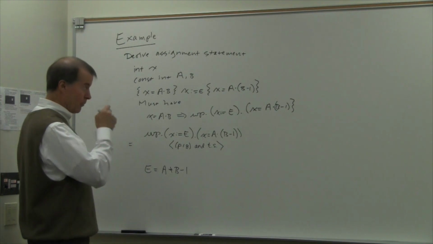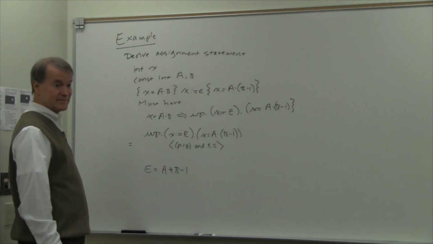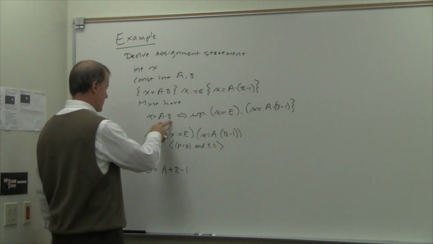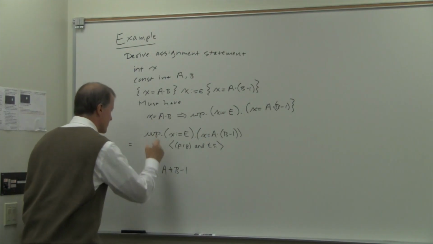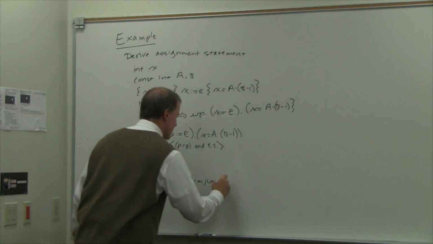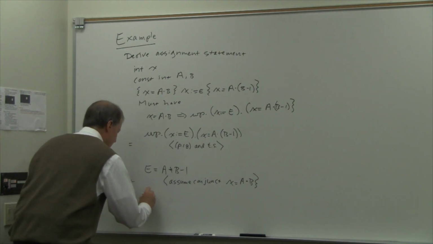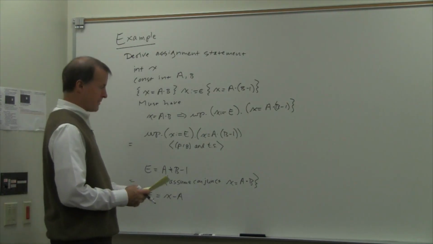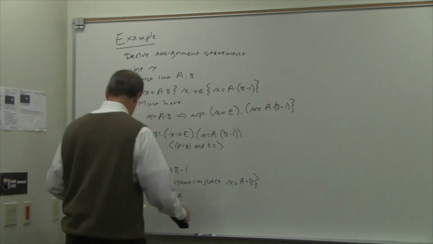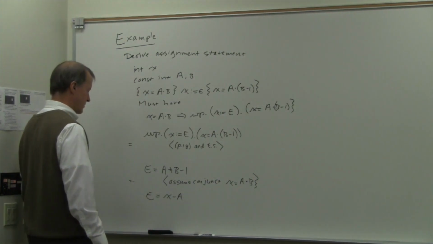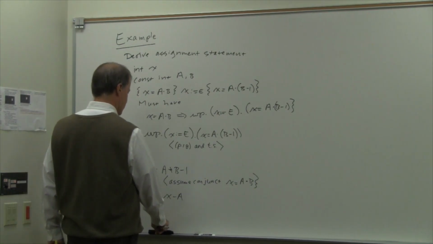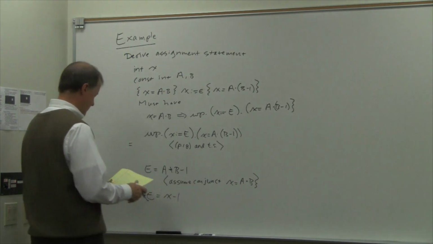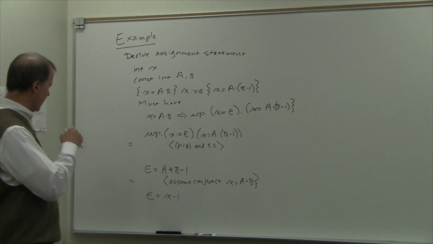Okay. And now what, you guys? Yeah, so this A times B can be X. So this equals, assume conjunct X equals A times B. So then this will be E equals X minus A, right? So therefore, what is the program? X minus 1? No, wait. What is it? Assume conjunct X equals A times... Is it X minus 1? Did I do my... My notes must be wrong.